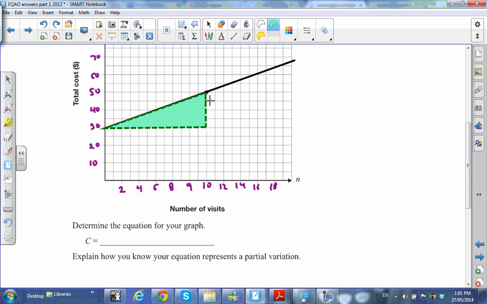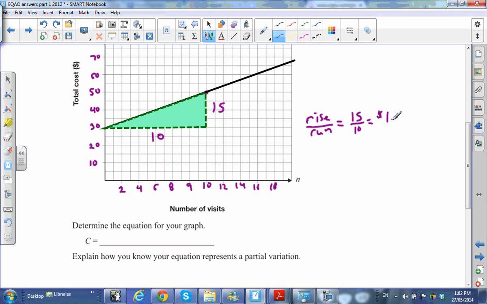So we see this is up 15. And my run would be 10. It's 15 and 10, so my rise over run, 15 over 10, which is $1.50. So it's going to be 1.5 N for the number, plus my y-intercept of 30.